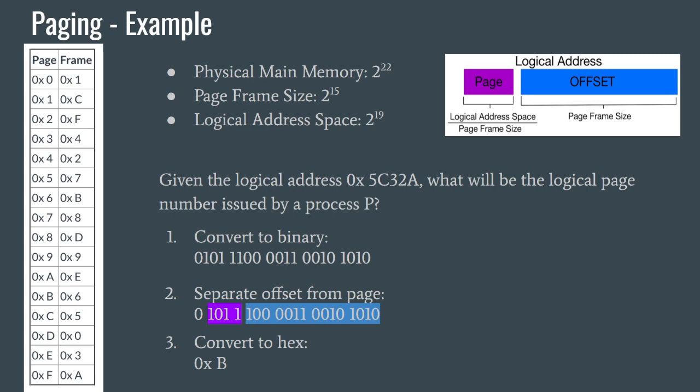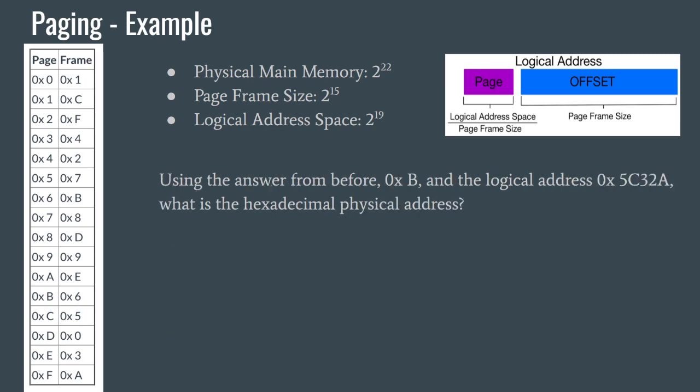Okay, so now using that answer from before, 0xb, and the same logical address, 0x5c32a, what is the hexadecimal physical address? The first thing we have to do is find the corresponding frame and then convert that into binary. If we look at our table on the left, we have 0xb and the corresponding number is 0x6. Then we convert that into binary, which will give us 0110.